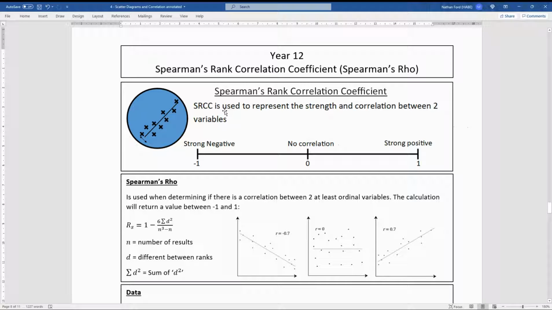Today we're going to be working through Spearman's rank correlation coefficient. This is a measure of how strong a correlation is, and whether it's a positive or a negative correlation. It's also known as Spearman's rho, and it represents the strength of correlation between two variables.